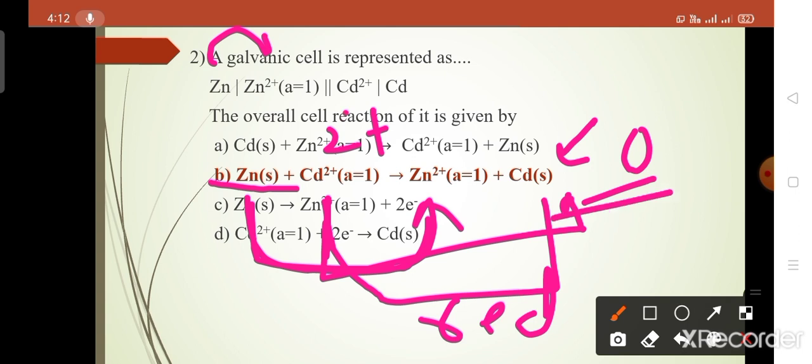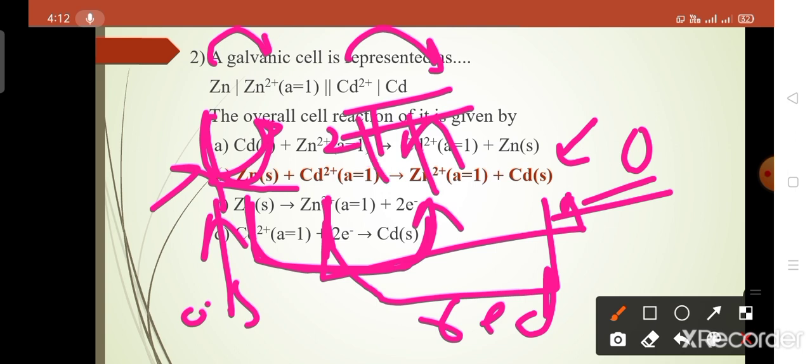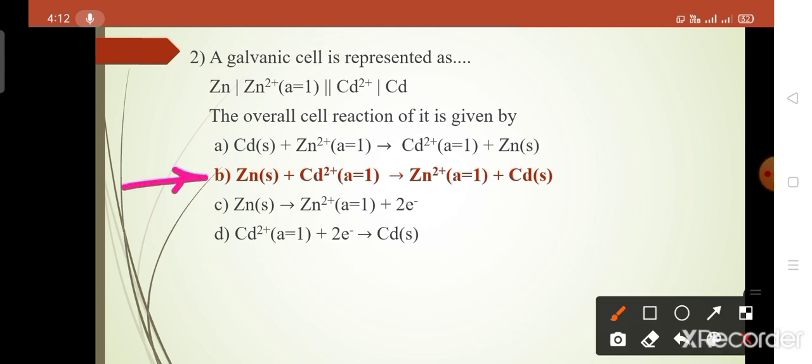Here the reduction takes place from Cd2+ to Cd, and the oxidation takes place from Zn to Zn2+ at the anode. Here the oxidation state is increased, so it is called an oxidation reaction, and here the oxidation state is decreased, so it is called a reduction reaction. So option B is the correct answer.